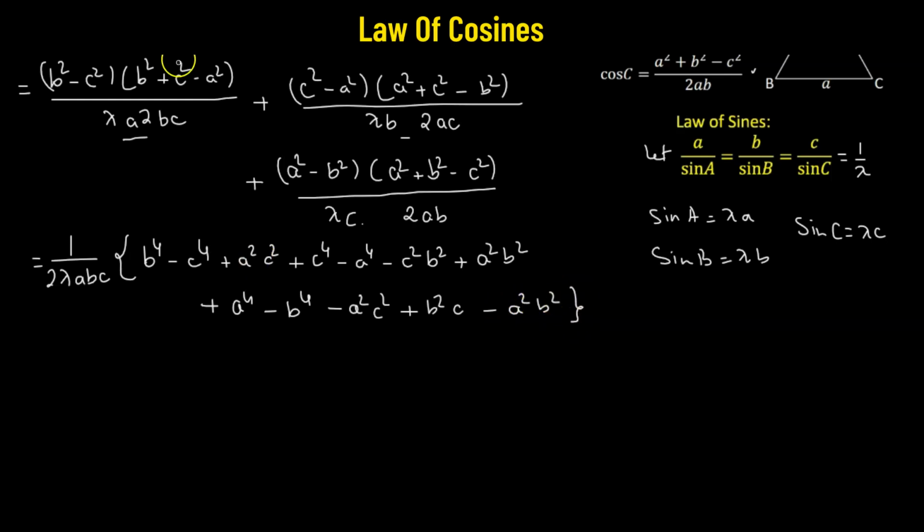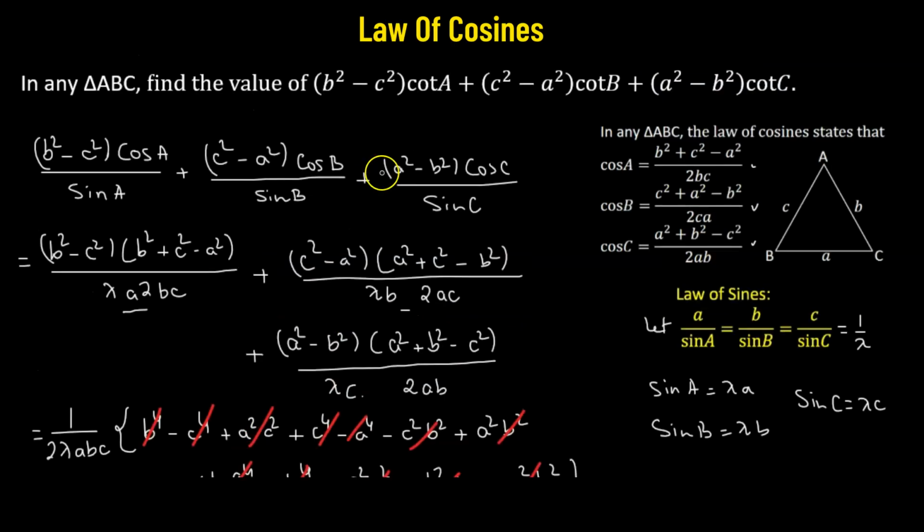Now here we'll see that a couple of terms will get cancelled out. So b raised to the power of 4, c raised to the power of 4, a raised to the power of 4, then a squared c squared, c squared b squared, and a squared b squared. So all the terms within the parentheses cancel out, leaving us with 0. So we have 1 over 2 lambda abc multiplied by 0, which gives us the value 0. So this is the value of the given trigonometric expression.